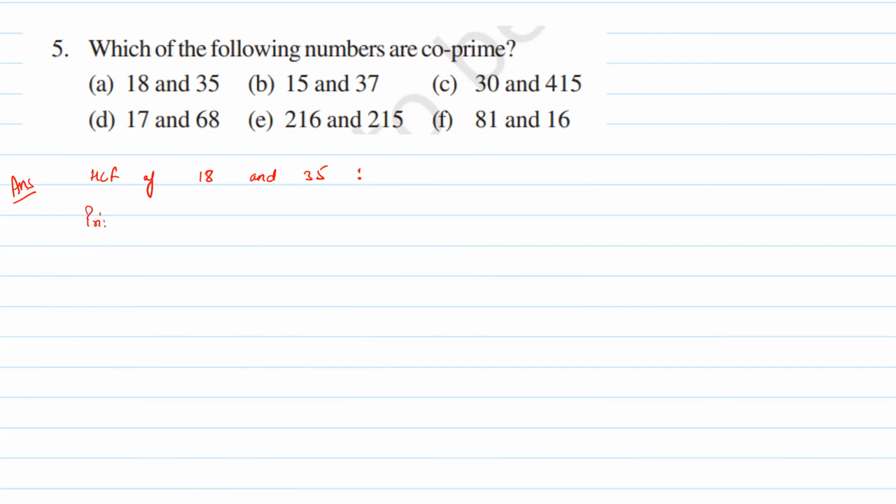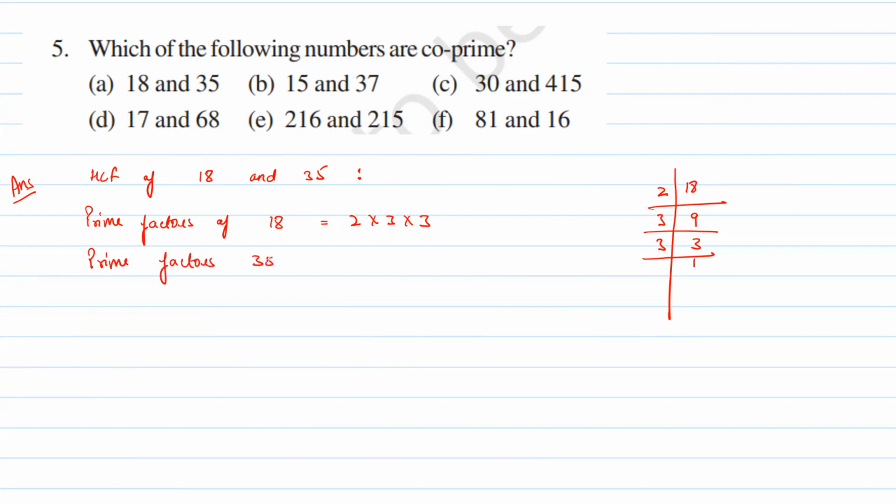For this, we will write prime factors of 18. You can do prime factorization by this method. 2 9s are 18, 3 3s are 9, 3 1s are 3. So it is 2 into 3 into 3. Prime factors of 35: 5 7s are 35, 7 1s are 7. So it is 5 into 7. HCF of 18 and 35 is coming out to be, you can see there is no common prime factor, so it will be 1. So that means they are co-prime.